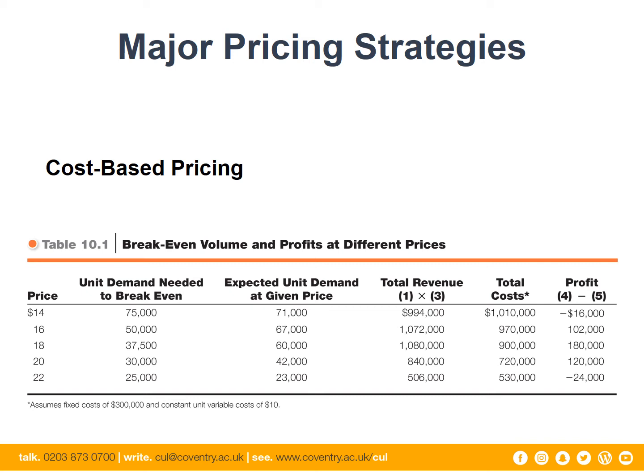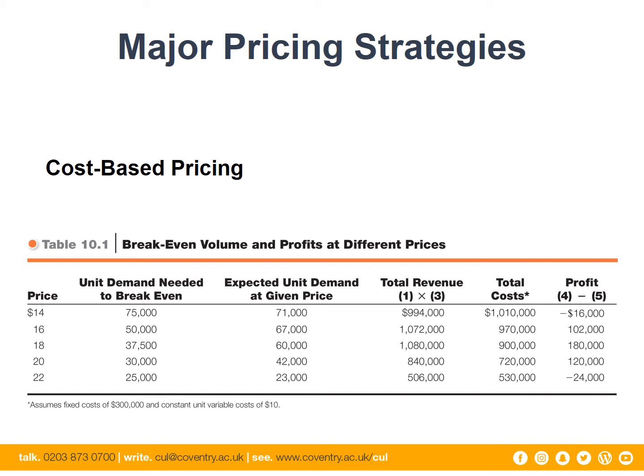So if we assume at the bottom of this table, we can see that we have £300,000, regardless of the price and regardless of the quantity, it's going to be fixed costs, and then the variable costs per unit is going to be $10. So now we can work out the total cost.